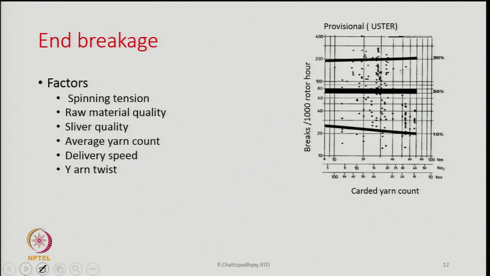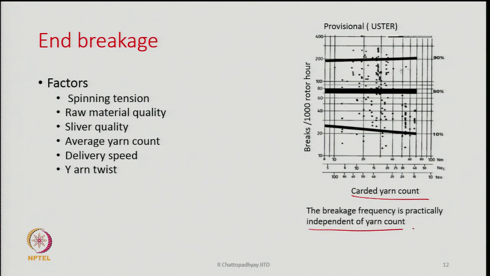Now, we go to the end breakage. On the right hand side, the provisional Worcester data is given in relation to the breaks per 1000 rotor hours for carded yarn count, and what we see here is that the breakage frequency is practically independent of yarn count in the case of rotor spinning. That is, as the count becomes finer or coarser, the breakage rate really does not change. That is the Worcester statistics.